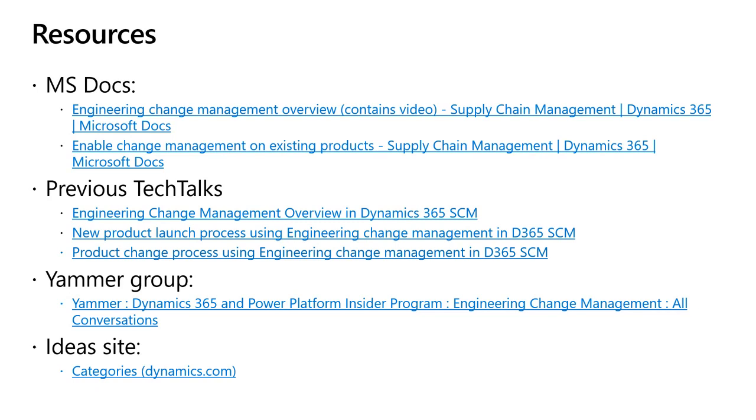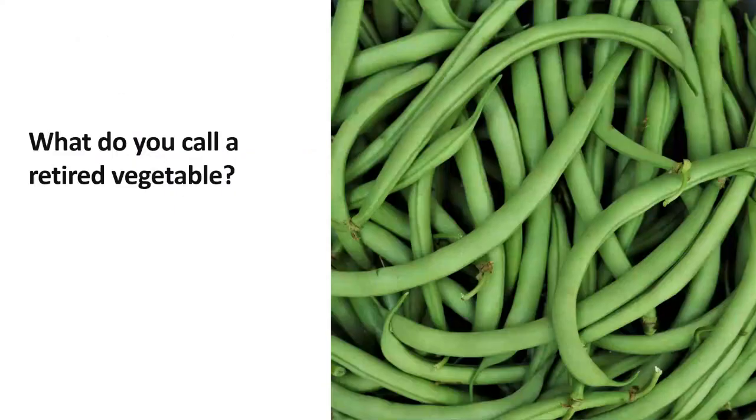So with that, let's find out the answer to our riddle, which was, what do you call a retired vegetable? A has-been. That's right. Funny. I think it's my favorite one we've done in this series.